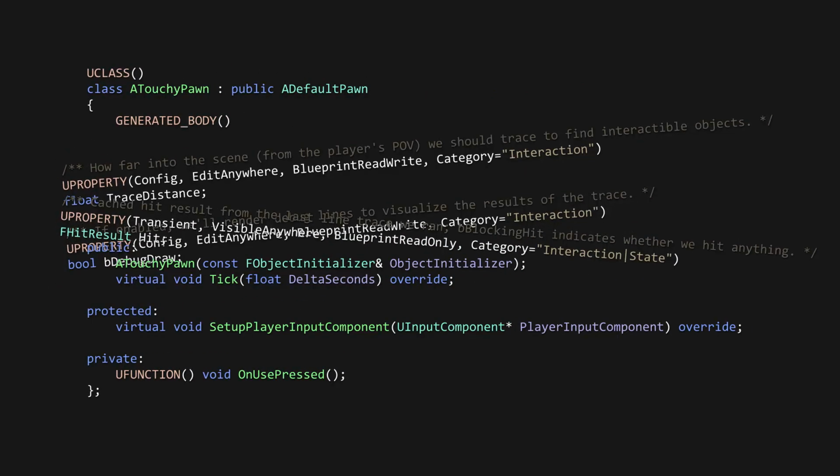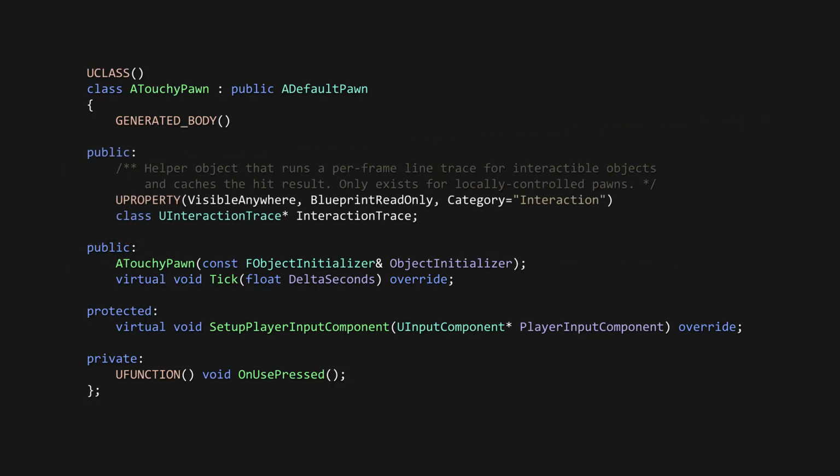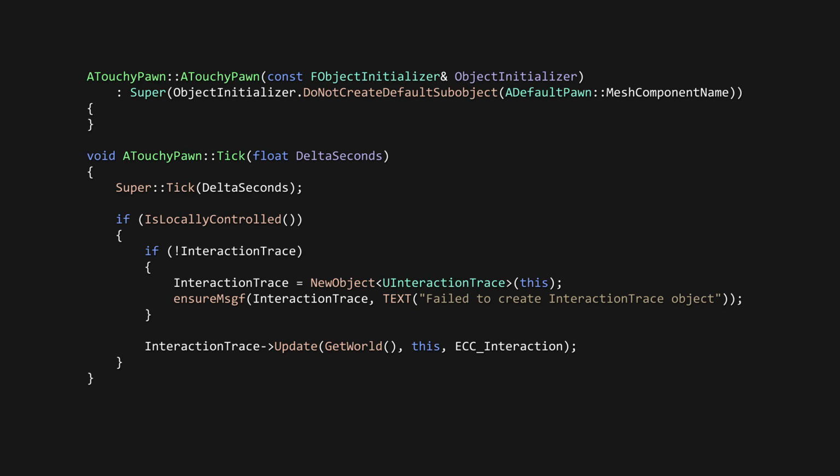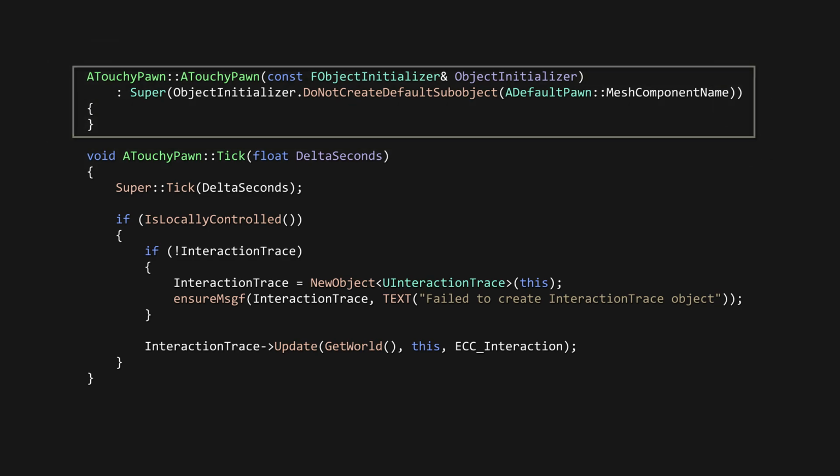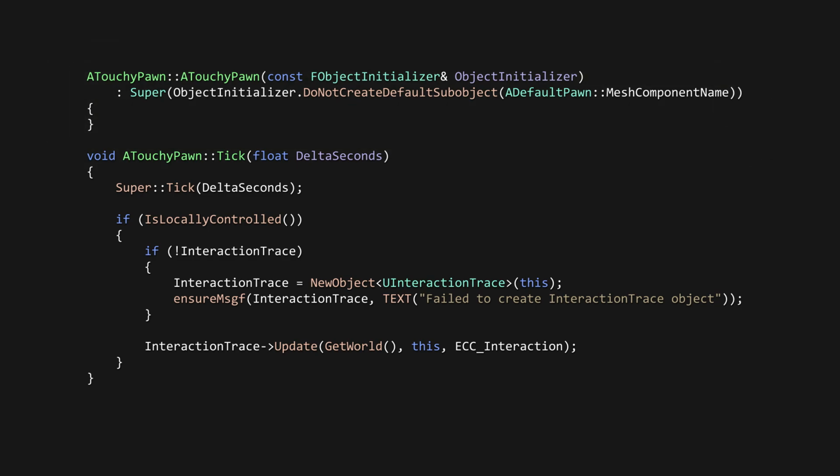Instead of cramming those properties into the pawn class, I defined a helper object called InteractionTrace that just extends UObject. As long as I make sure to use a UPROPERTY to reference that object, I can create an instance at runtime using the NewObject function, and that's all I need to do. You can also instantiate UObject classes as default subobjects in the constructor, just like you do for components, in which case they're loaded alongside the parent object.